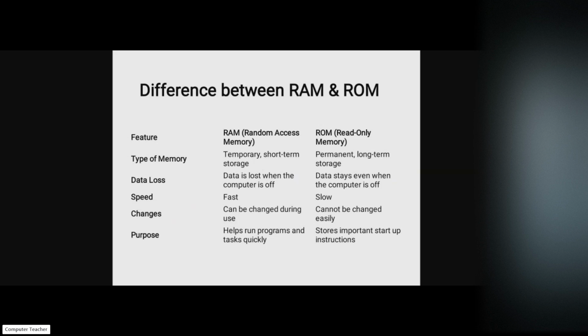Then purpose: RAM helps run programs and tasks quickly, as I said already, and ROM stores important startup instructions, how to start. The computer is a thing which humans make, right? So they give the instructions like how to start and how to do something. The computer does not do anything by itself. We should give every instruction so that it will do it. That kind of stuff will be there in ROM.